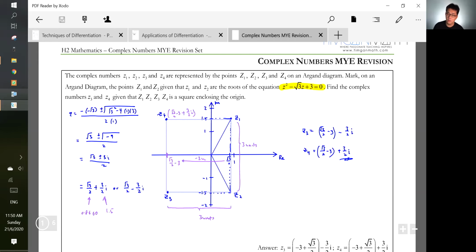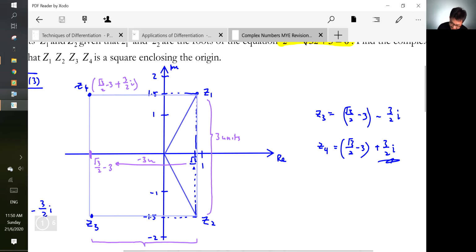Oh, that's a good question. Fiona is asking, Mr. Gang, why can't we multiply Z1 by i so that the graph will move by 90 degrees? That's a very good question, actually. Let me explain why. This question is important.